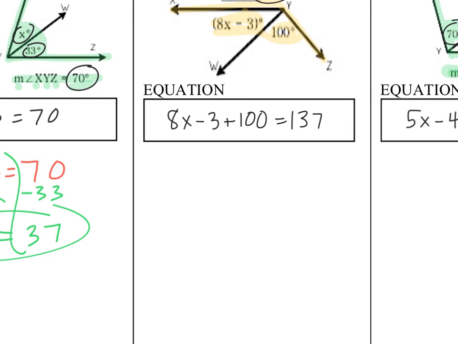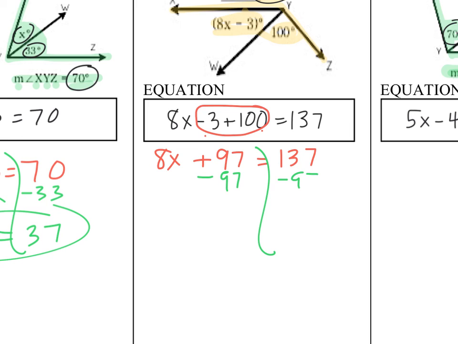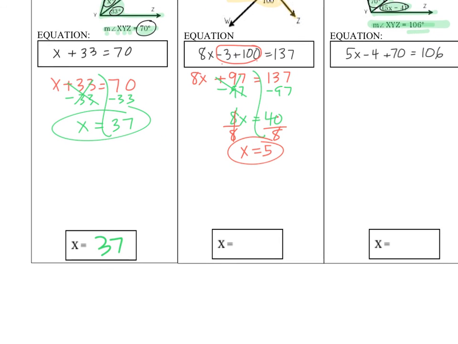All right, this one we have to combine -3 and 100. So that'll be 97 equals 137, positive 97, minus 97, minus 97. 8x equals 137 minus 97 is 40. Divide by 8, 1x equals 5. Because 40 divided by 8 is 5.